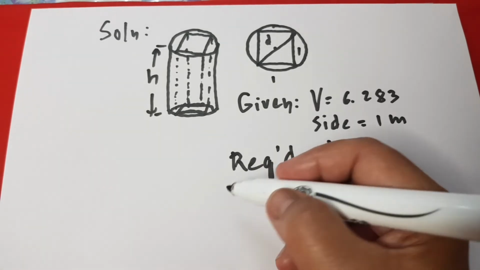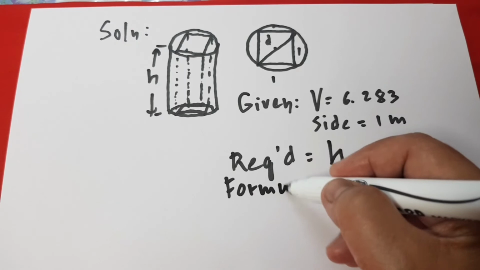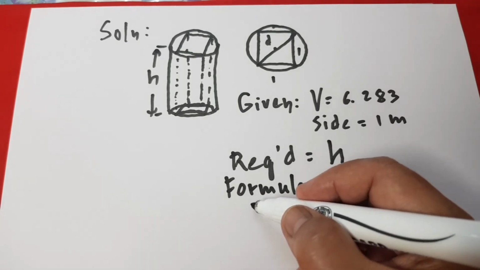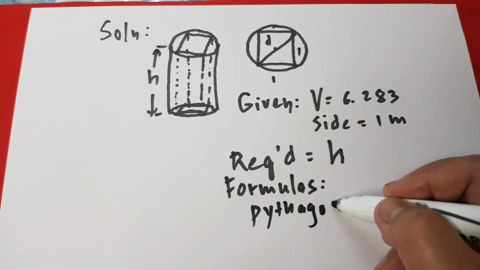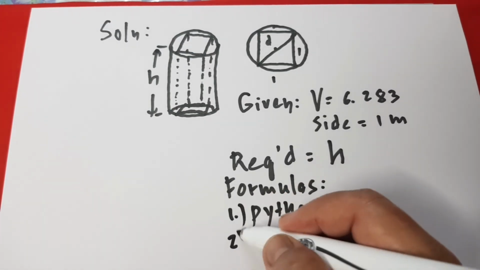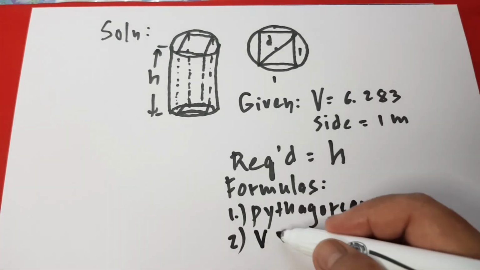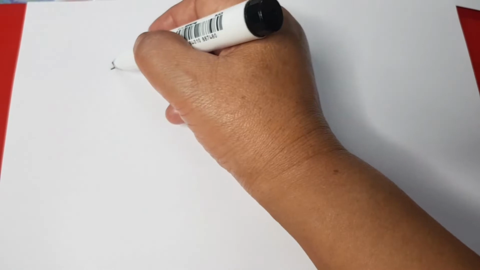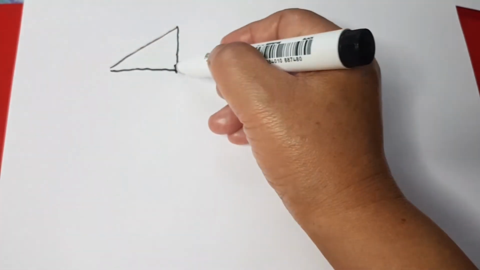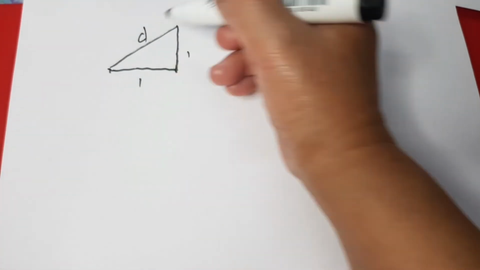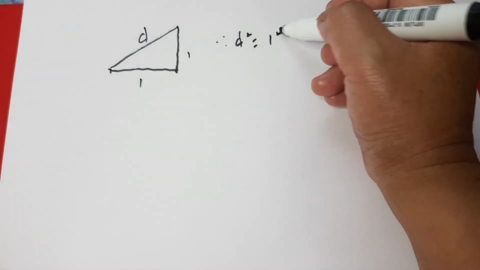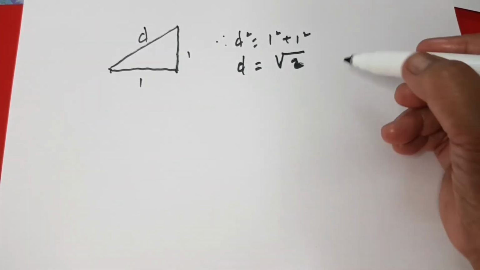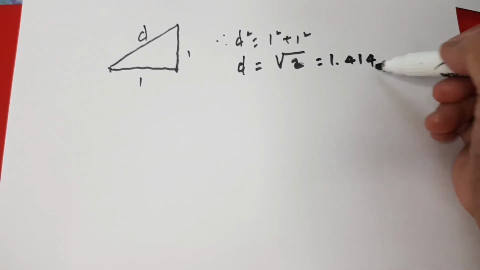Now, the formulas we need here are the Pythagorean theorem, and also the volume of the cylinder, which is equal to pi r squared h. Because this is 1 and this is 1 and this is d, d squared is equal to 1 squared plus 1 squared. D therefore is equal to the square root of 2, which is equal to 1.414.